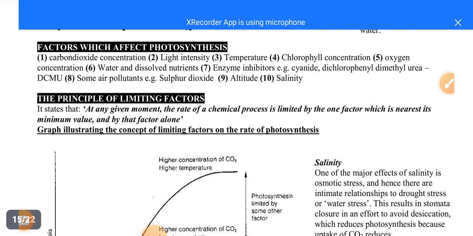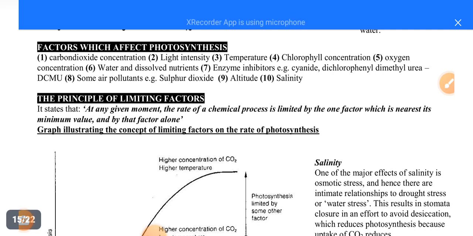So when we talk about salinity, salinity is mainly salt, or the concentration of what? Salt is what salinity means. Then from there we shall go ahead and look at the principle of limiting factors. It states that at any given moment the rate of a chemical process is limited by the one factor which is nearest its minimum value, and by that factor alone. So that is how the principle of limiting factors states.